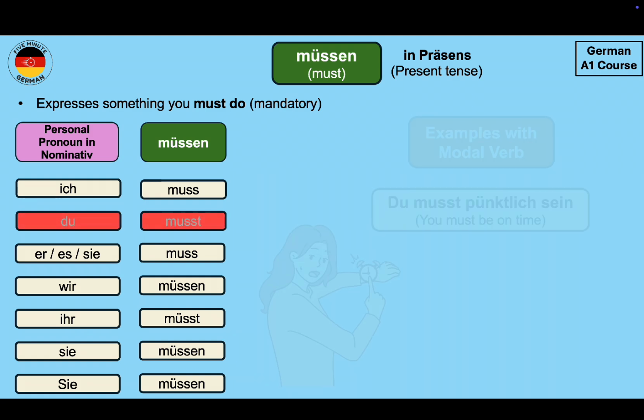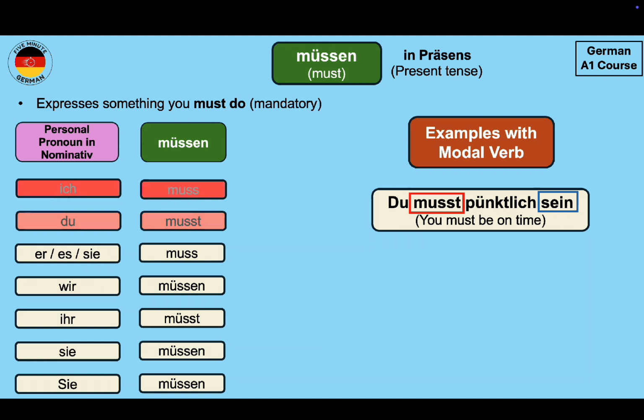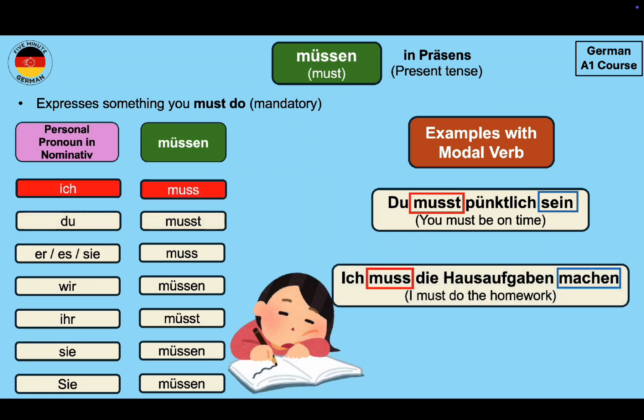An example for müssen will be "Du musst pünktlich sein." You must be on time. This shows that it is mandatory for you to be on time. Here musst, which is the modal verb in conjugated form, comes at the second position, and sein, which is the main verb in infinitive form, goes to the end of the sentence. Another example can be "Ich muss die Hausaufgaben machen." I must do the homework.